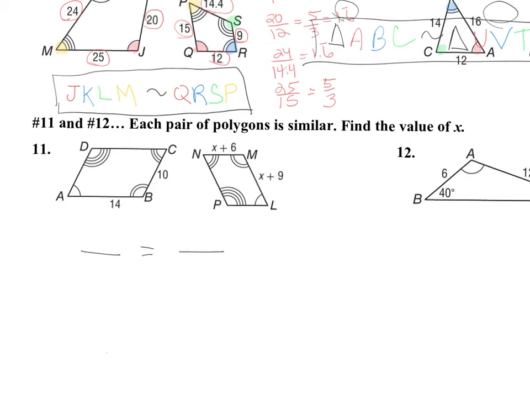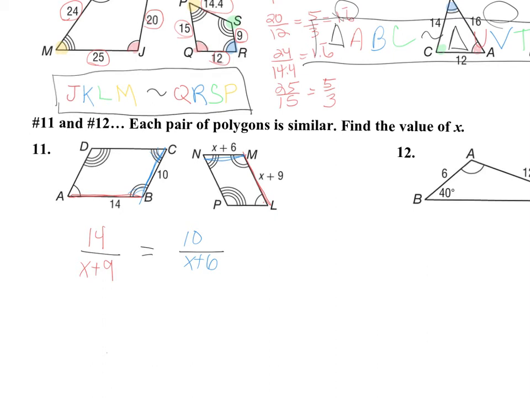Okay. All right, so I'm going to look here and say, well, I have this 14, and the 14 is right here between the angle with 1 and 2. If I come over here and find the angle between 1 and 2, that is x plus 9. So I'm going to have 14 over x plus 9. Then I'm going to look at this one right here. This is between the 2 and 3 angle markings. That's a 10. And this one there is x plus 6.